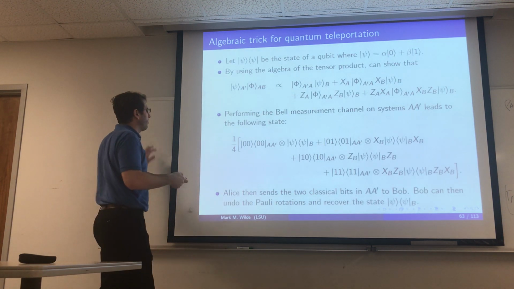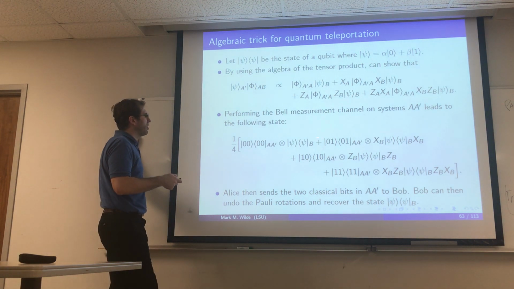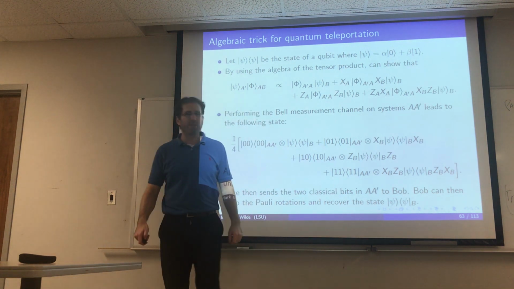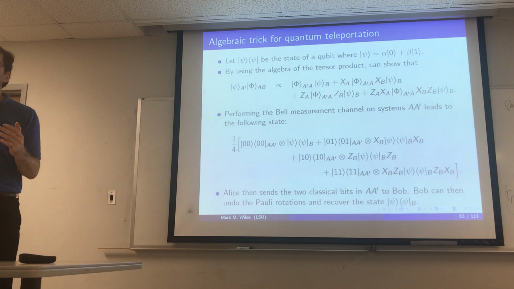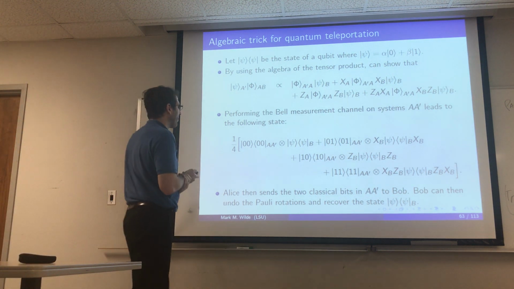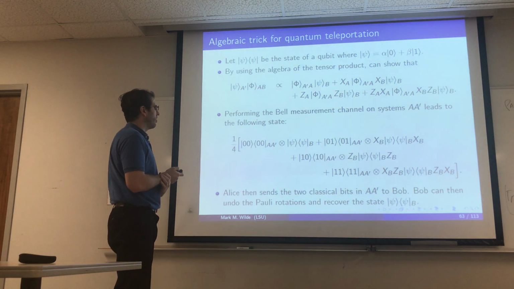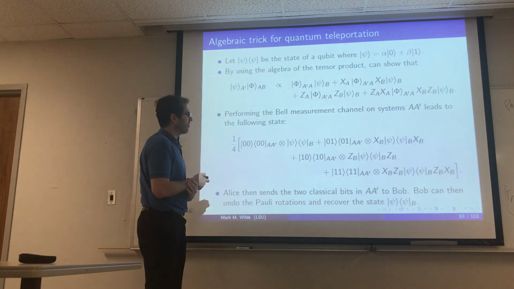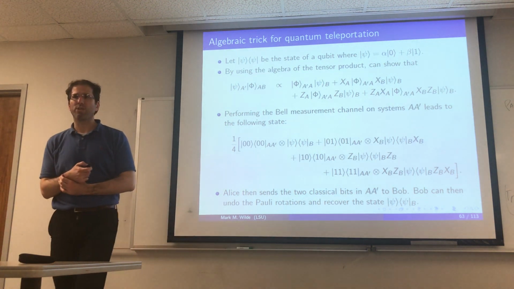So that's where, if you were to trace out A and A prime, doing the partial trace, you would be left with a mixture of psi, x psi, z psi, and xz psi. You can prove that that mixture is the identity matrix, the maximally mixed state. Okay. But when those bits are revealed, he learns what operation he has to do. Not necessarily anything about psi, but what operation he has to do to complete the teleportation.